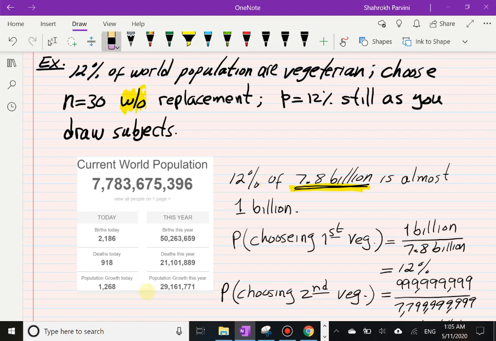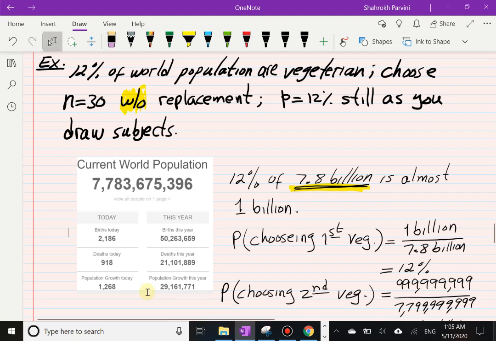Now, suppose I chose one person. The probability for the second person to be vegetarian now, because assuming the first one was vegetarian, now there's one less vegetarian in the population, right? So what happens to the billion? Now it's 999,999,999. And the world population is now reduced by 1 person.